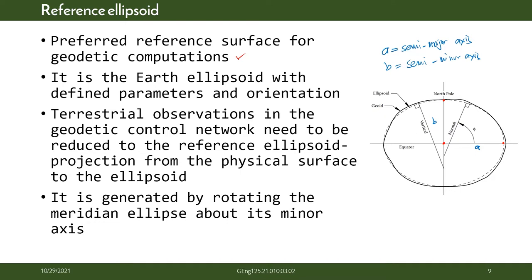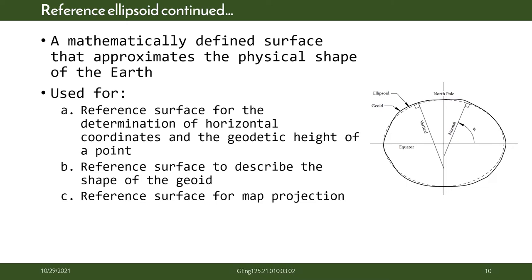On the last slide, you already saw the output. Somehow like a ball, but with some flatness about its poles. It's a mathematically defined surface that approximates the physical shape of the Earth.